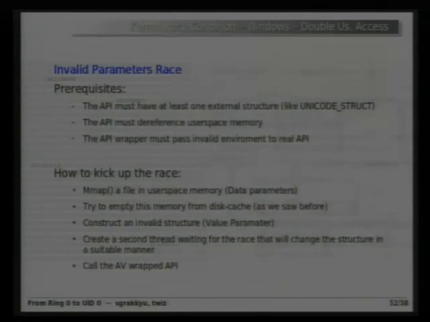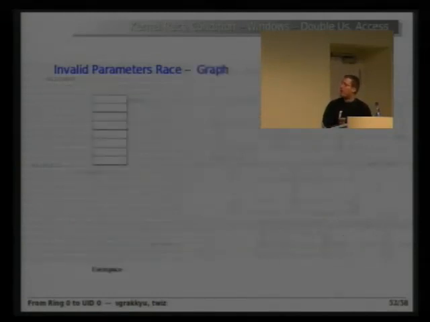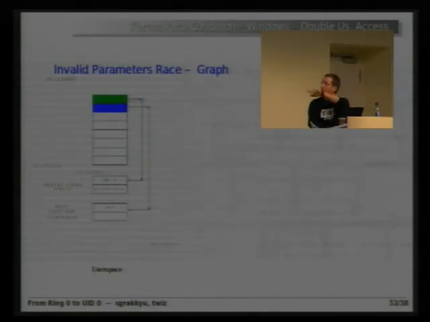What you can do is map a file to user space memory, try to empty this memory from the cache, construct an invalid structure, and create a second thread waiting for the race. When the race kicks in, it changes the structure in a suitable manner. Then we can see a graph to understand better how it works. Here is a user space stack pointing to a user space structure. As you see, the first structure is invalid, and many antivirus implementations don't manage this type of structure.